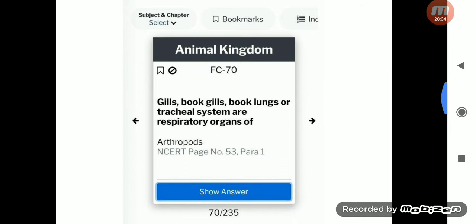Gills, book lungs, or tracheal system are respiratory organs of arthropods.